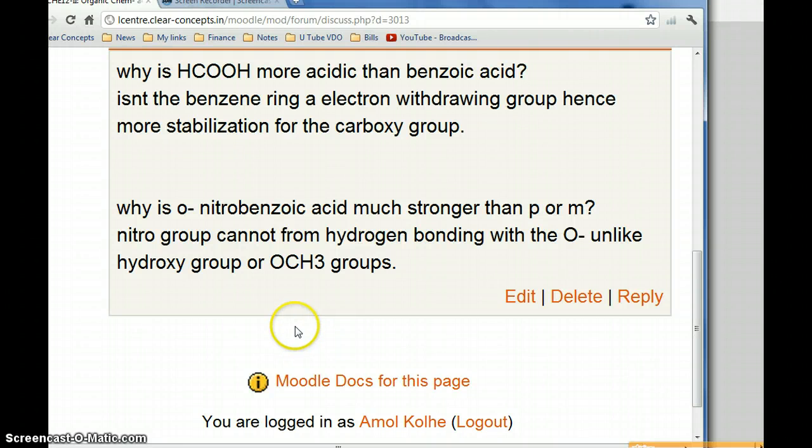Hello guys, this is a response to a question that one of our students asked. There are basically two questions. The first question is, why is formic acid, HCOOH, more acidic than benzoic acid? This is the molecular formula for formic acid. Okay, so first have a look at this solution.